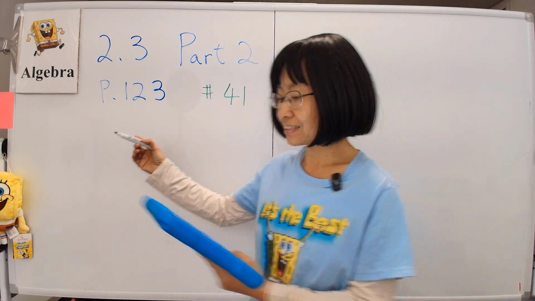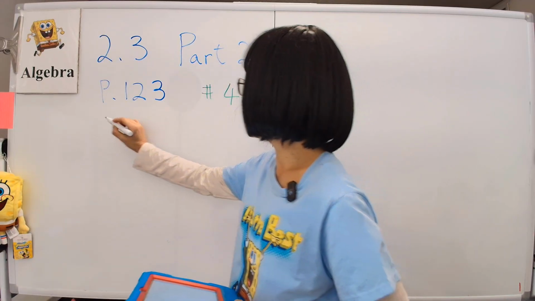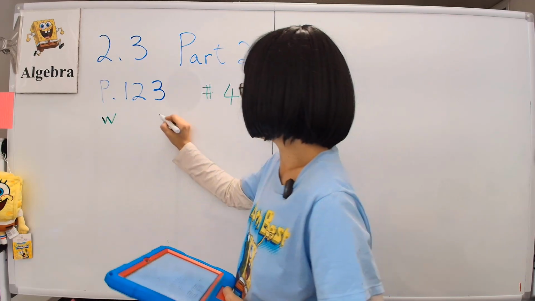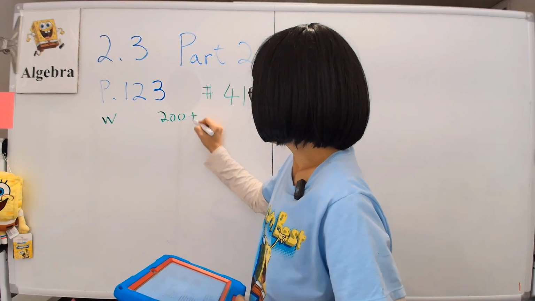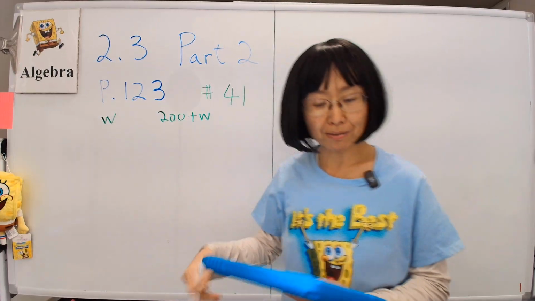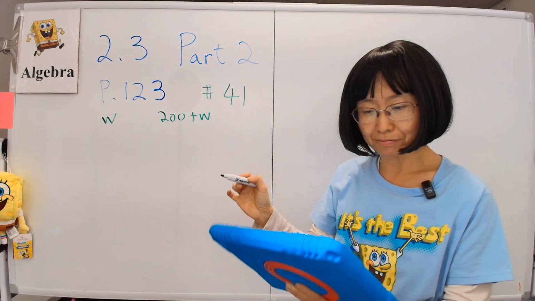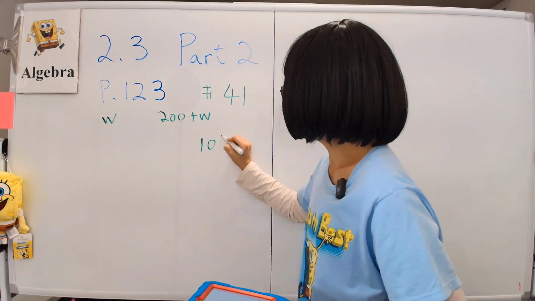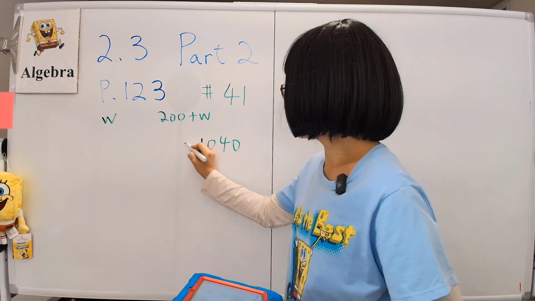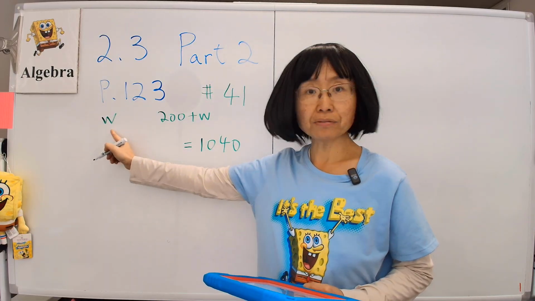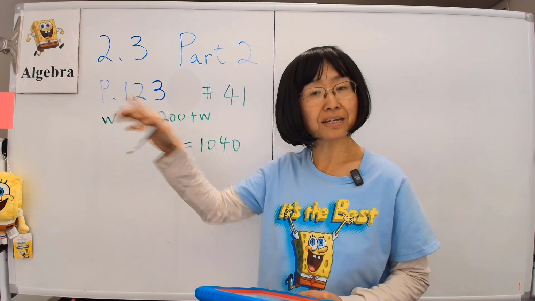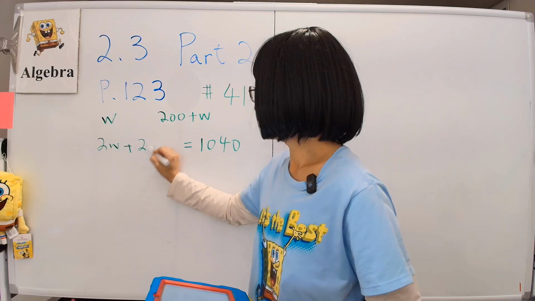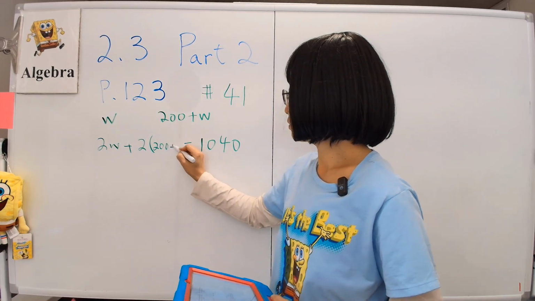All right, let's do it like we've done before. Let's call the width W, and then the length would be 200 plus W. Together they become the perimeter, the distance all the way around, which is 1,040 feet. A rectangle has 2 widths and 2 lengths. So we have 2 widths, 2W, plus 2 lengths, 2 times 200 plus W.